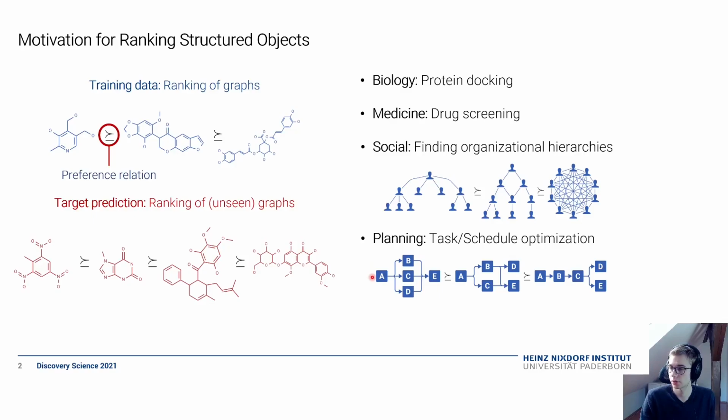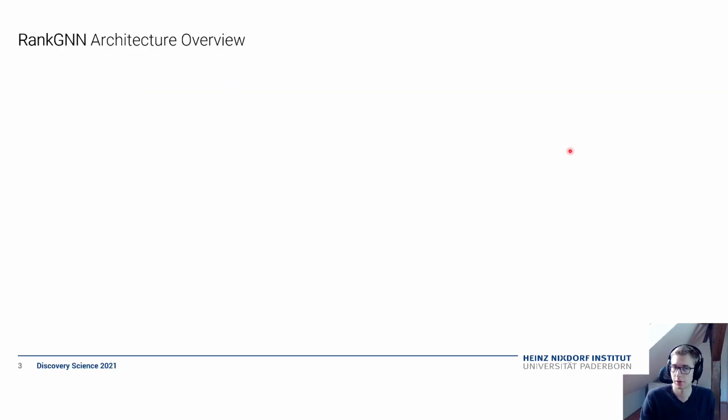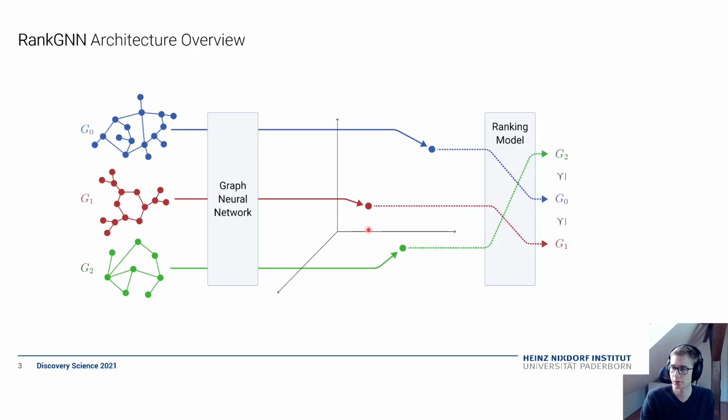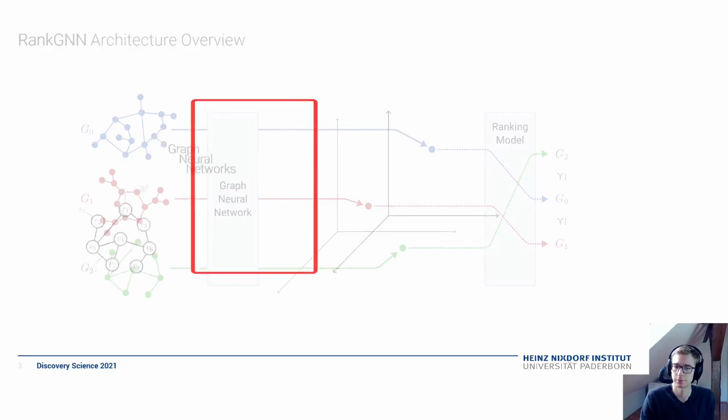Now, what we propose is that all these types of problems can be tackled by what we call the RankGNN architecture. At a high level, the architecture consists of two modules. First, a graph neural network module, which takes in as input a number of graphs and embeds these graphs into some vector space. Secondly, a neural ranking model, which takes these graph embeddings and produces a ranking of our input graphs. Since I won't assume that everybody is already well familiar with how graph neural networks and neural ranking models work, I'll now give a brief introduction to both modules, starting off with the graph neural network module.